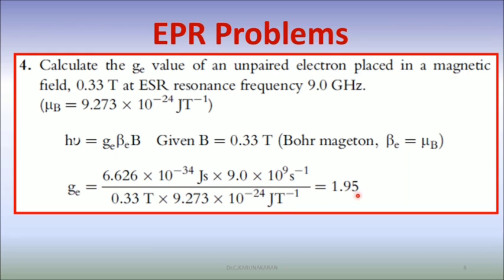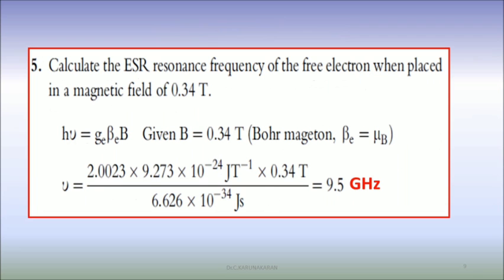On substituting, you will get the G value 1.9895. In this problem, they have asked to calculate the ESR resonance frequency. They have given the magnetic field. They have asked the ESR resonance frequency. Substituting, you will get this result.